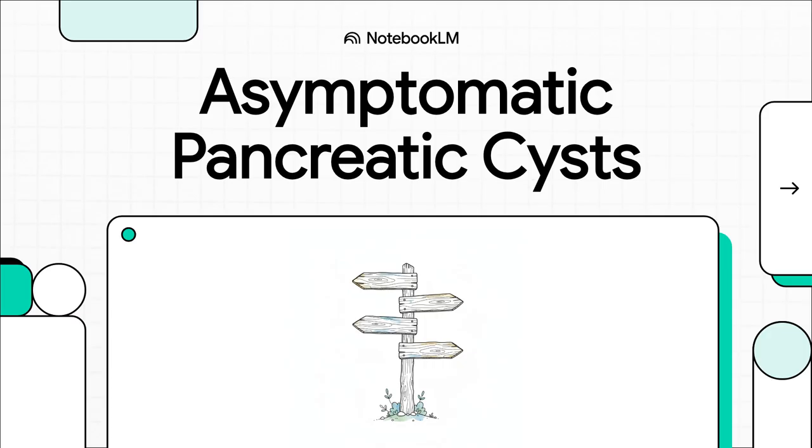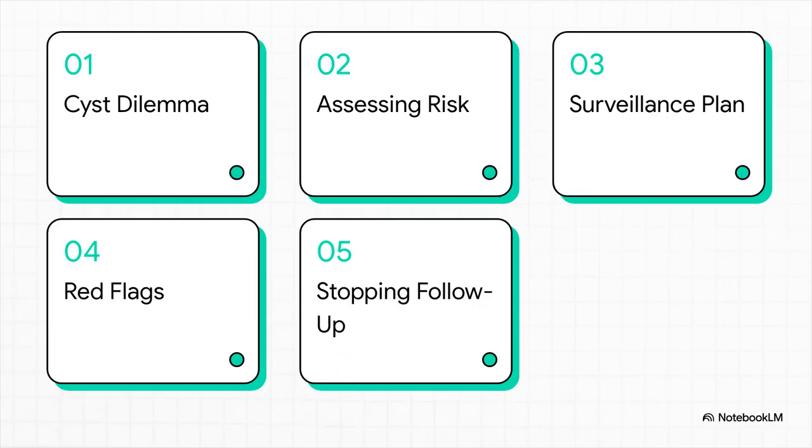Today, we're going to break down this super common problem by walking through the 2015 AGA guideline, giving you a really clear step-by-step plan. So here's our game plan. We're going to cover the 5 key stages you'll face. First, we'll talk about why this is such a common dilemma. Then, how to assess the initial risk. After that, we'll get into the surveillance plan. We'll cover the red flags that mean you need to intervene. And finally, we'll talk about when it's actually safe to stop all this follow-up. Think of it as your clinical roadmap.